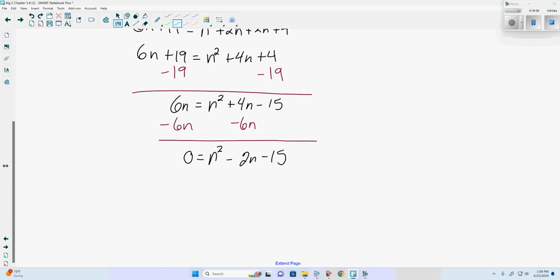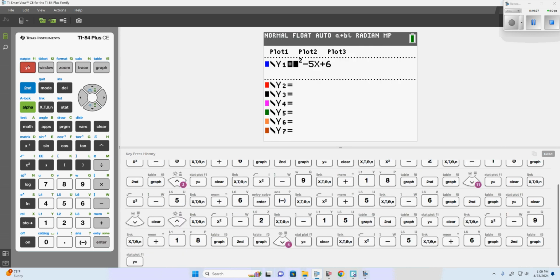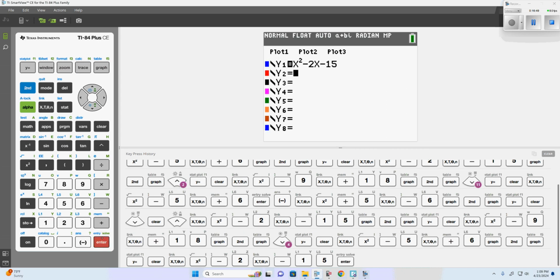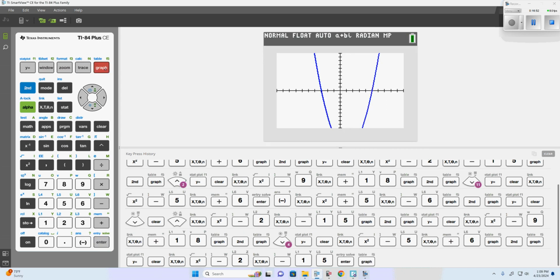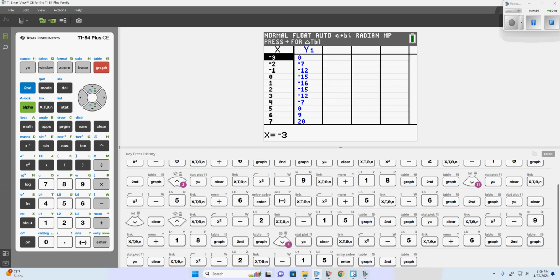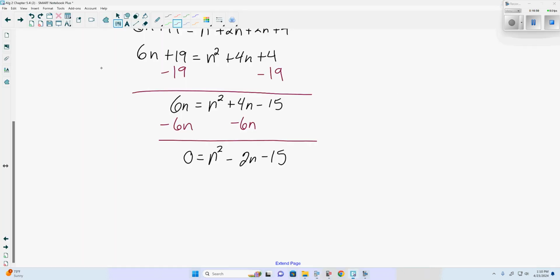Now we can graph it. x squared minus 2x minus 15, yeah. I got negative 3 and 5. Negative 3 and 5. Questions on how we found our two solutions?